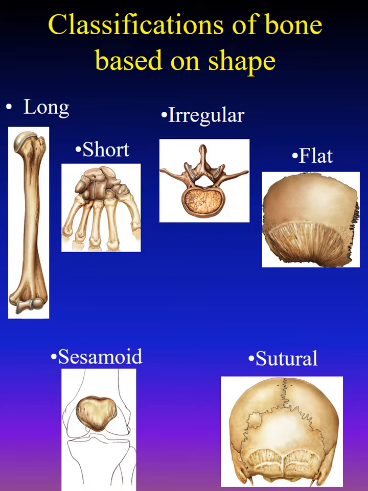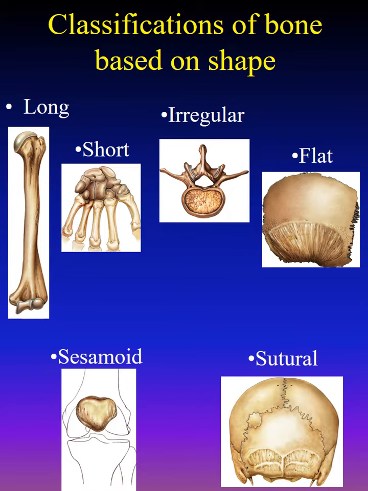A sub-classification, but one considered to be its own, is the sesamoid bone. These are tiny seed-shaped bones, and we tend to find these along the tendons of some muscles, and our patella specifically is the largest of the sesamoid bones.